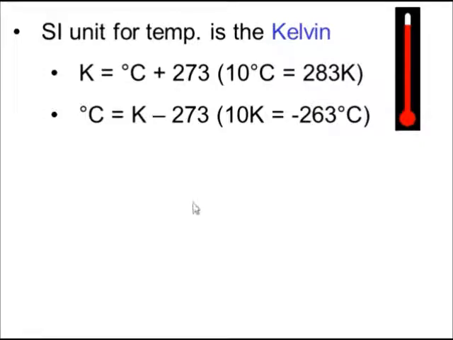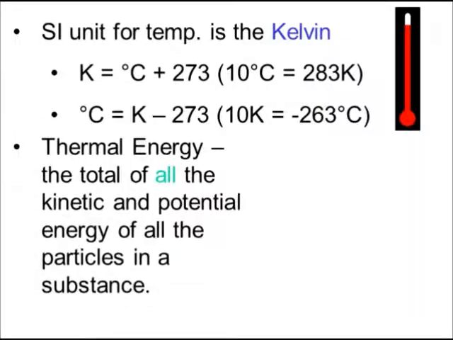The formula here: if I want to go from Celsius to Kelvin, I just add 273. So 10 Celsius jumps up to 283. If I want to go from Kelvin to Celsius, I just subtract 273. So 10 Kelvin would be negative 263 Celsius. That's pretty cold.